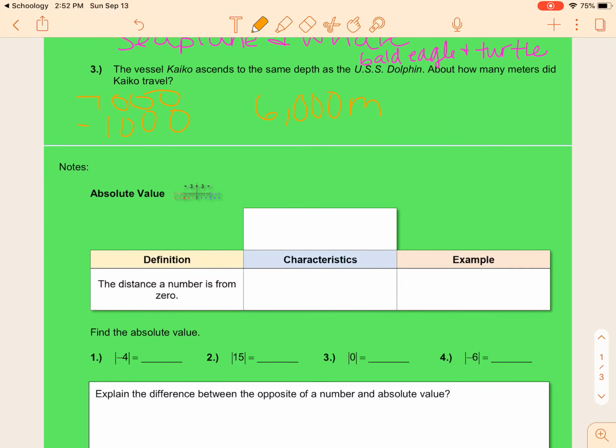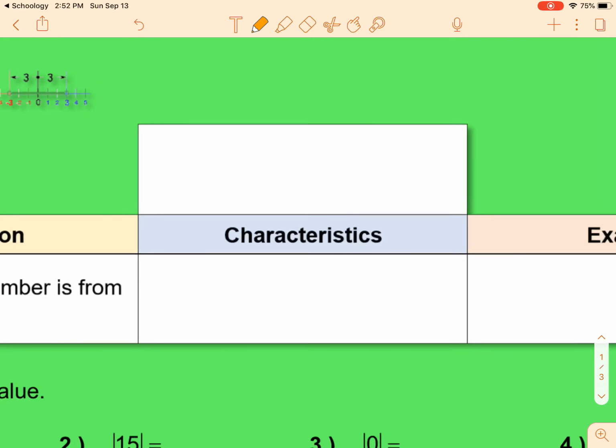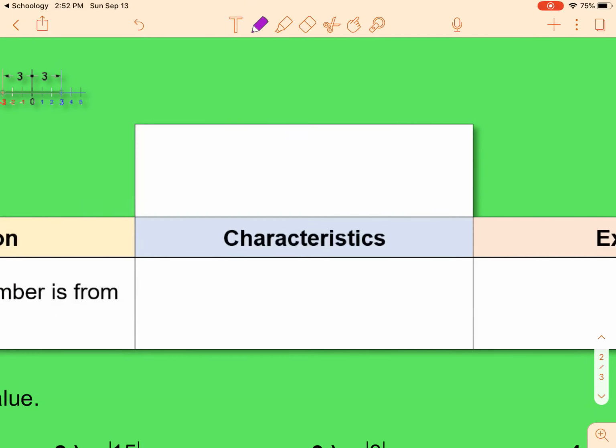Awesome. So now we are going to get into absolute value. Let's look right here and fill this out. This box right here is going to say absolute value.